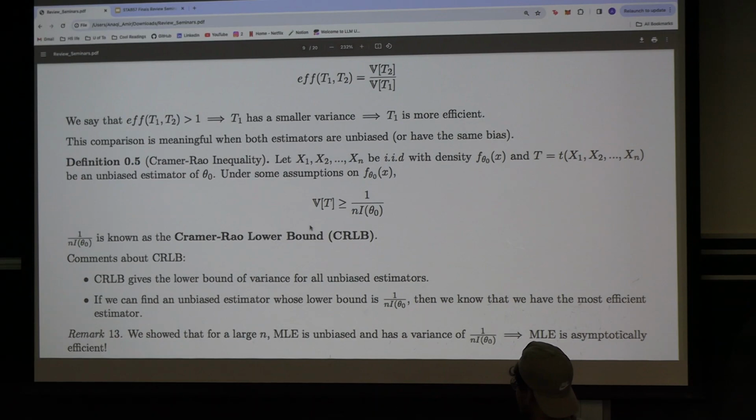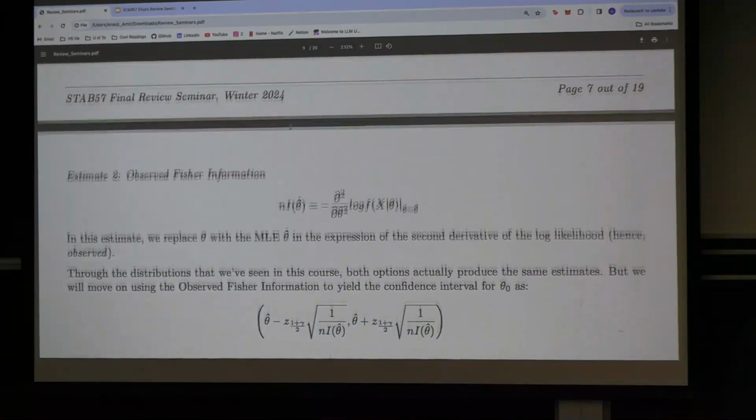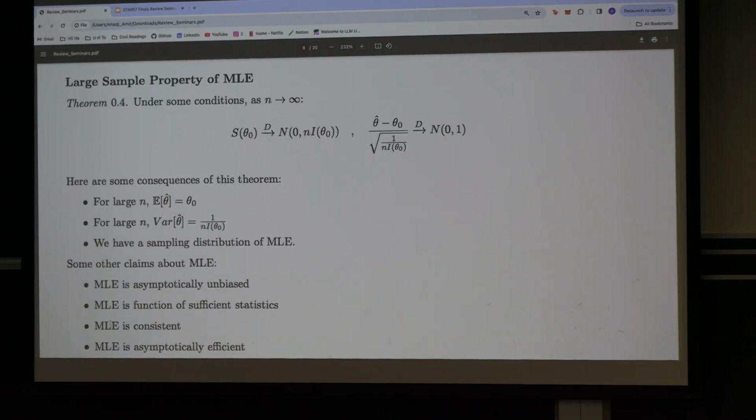We showed that the MLE is unbiased. We've already done that. And we also showed that the variance is 1 over n times the Fisher information. I believe we do that over here. It follows from this second point, this convergence in distribution. So the MLE is asymptotically efficient. It's as good as it gets. When n tends to infinity, it's one of the most efficient estimators that you can have. Okay, cool. Questions?